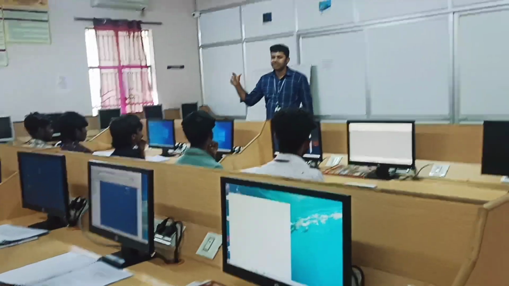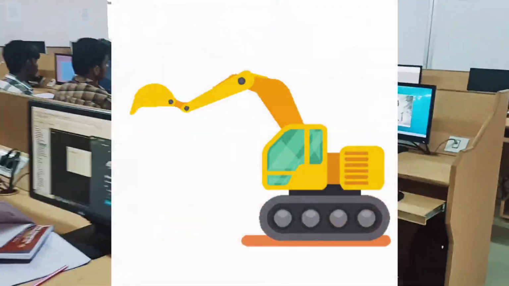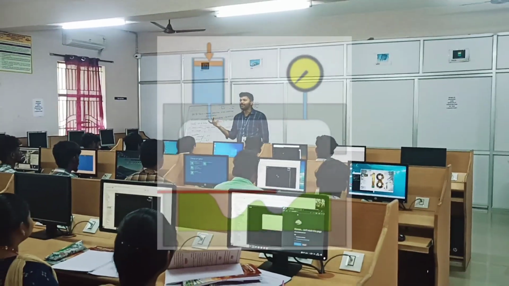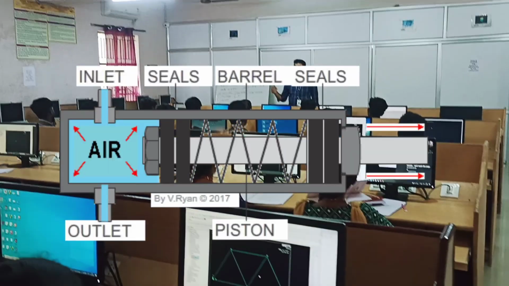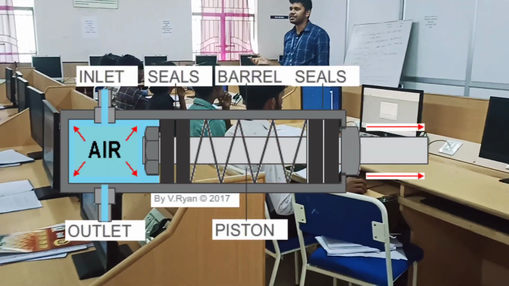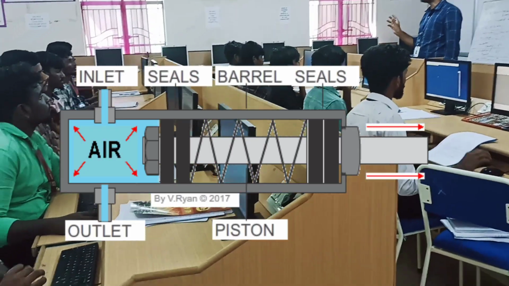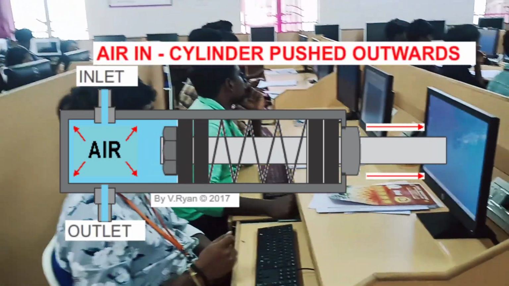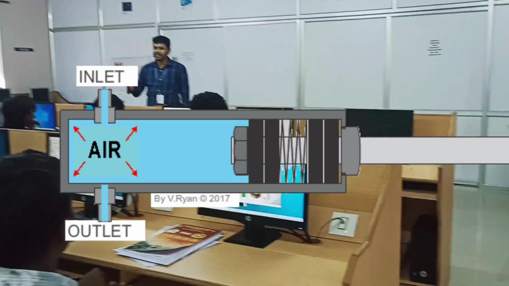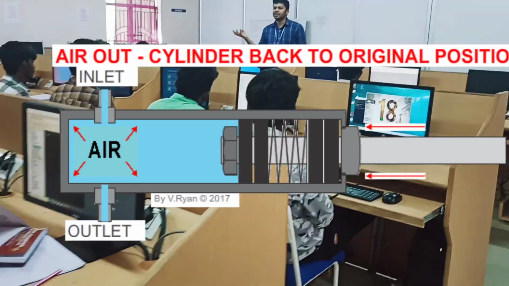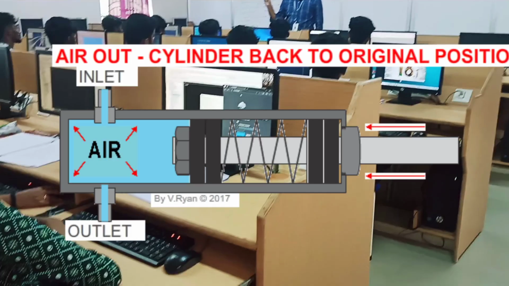Have you ever wondered how heavy machines like excavators, cranes, and factory automation systems operate? The answer is fluid power, specifically hydraulics and pneumatics. So, in this video, we will explore the basics of these powerful technologies, their working principles, and their real world applications. The words hydraulics and pneumatics have Greek origins.